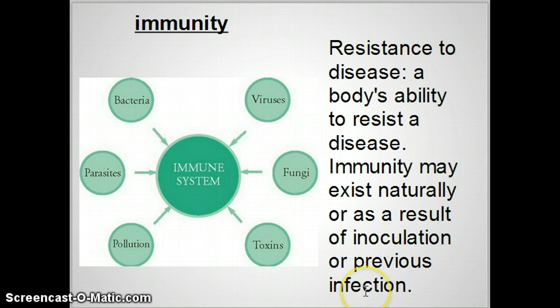Previous infection, for instance, if you have chicken pox, your body learns from it and adjusts, and so you're not going to be able to get chicken pox again because your body has built up immunity. It could also happen naturally, just if you are around certain kinds of germs that might actually help you not get sick. So immunity is resistance to disease.